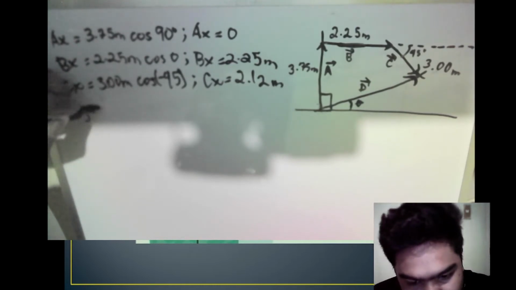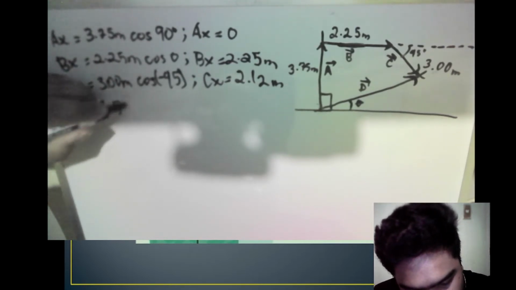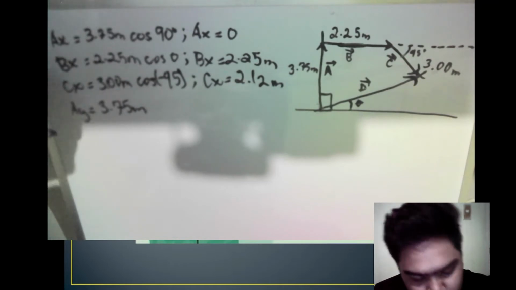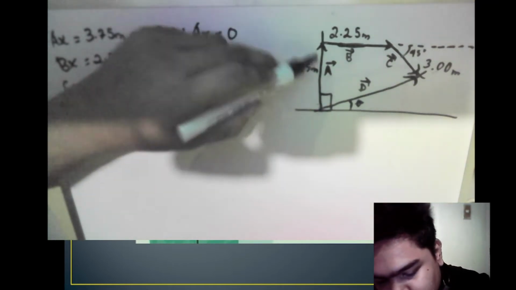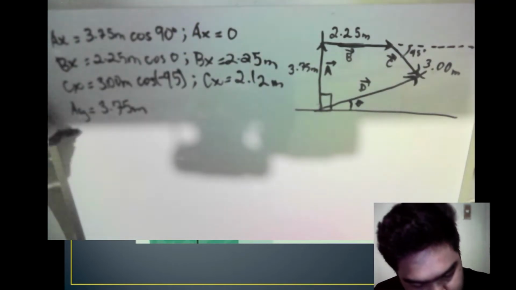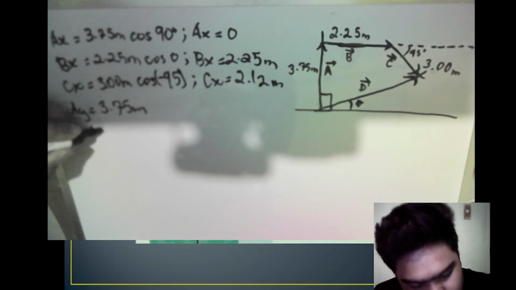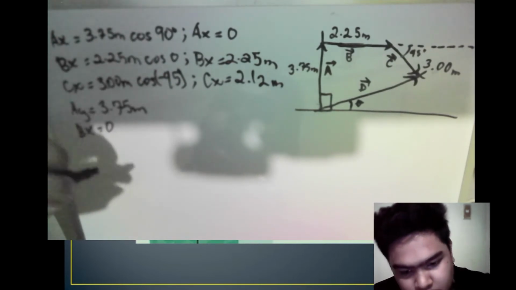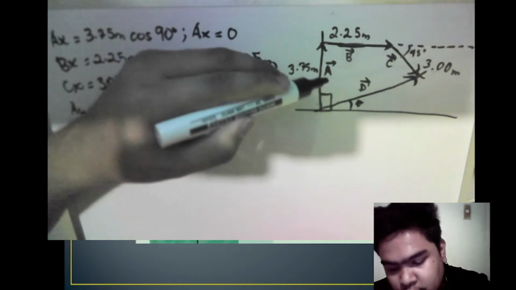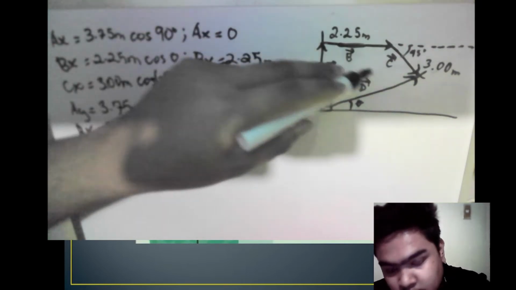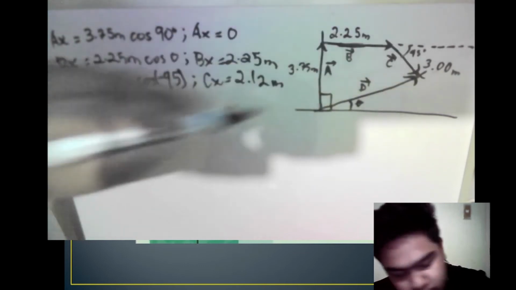For the AY, we have 3.75 meter. So, stay na po siyang ganyan dahil po naka-plot po siya mismo sa y-axis. So, for the BY, equals na po siya agad sa 0 dahil po naka-plot nga po siya sa x-axis po, which is yung ito pong horizontal.